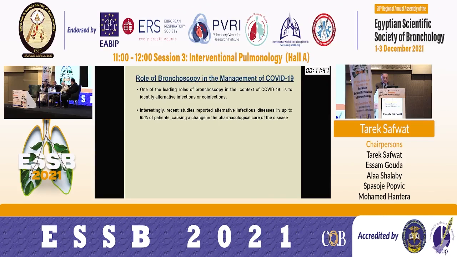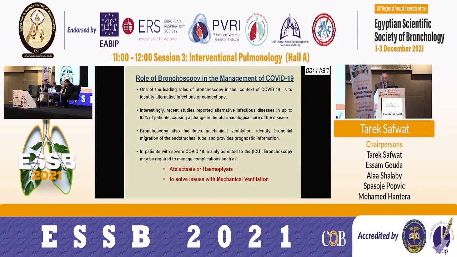And if we go again, one of the leading roles of bronchoscopy in the context of COVID-19 is to identify alternative infections or co-infections. Interesting recent studies reported alternative infections in up to 65% of patients, which can change our treatment strategy. And it facilitates mechanical ventilation, identifies bronchial migration of the endotracheal tube, and provides prognostic information. We all know this.